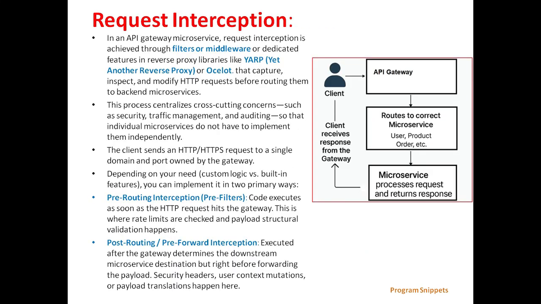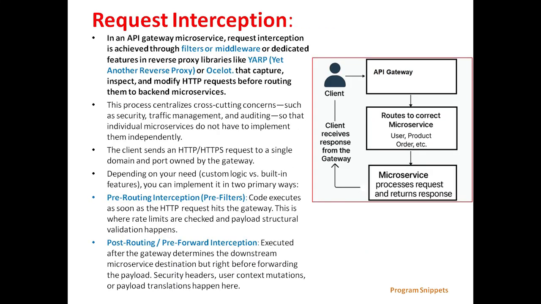First, request interception. In an API gateway microservice, request interception is achieved through filters or middlewares or dedicated features in reverse proxy libraries like YARP. That is yet another reverse proxy, or offload, which captures, inspects and modifies the HTTP request before routing them to the backend microservices. This process centralizes cross-cutting concerns such as security, traffic management and auditing, so that individual microservices do not have to implement them independently.